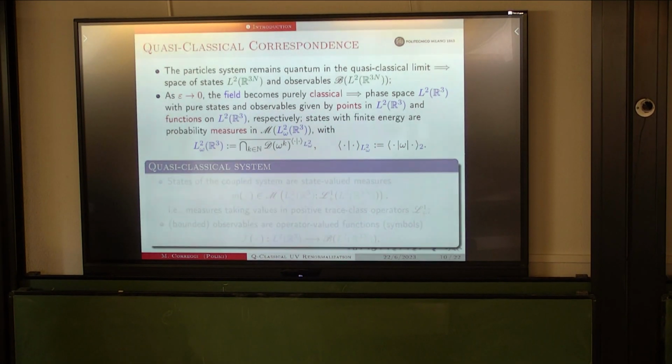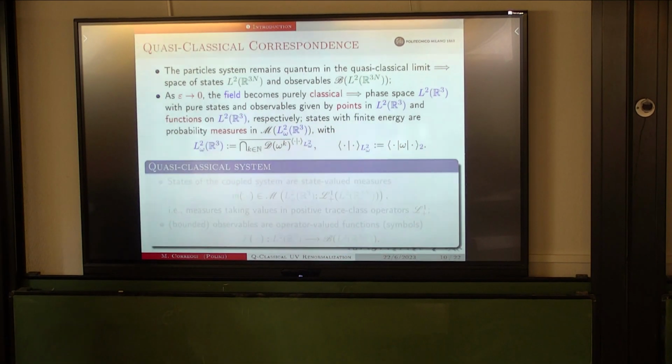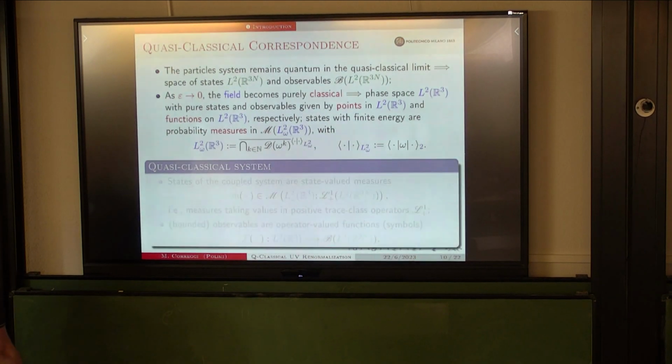Now, on the other hand, on the field, I'm taking the limit epsilon to 0, and I expect to get a classical description for the field in the limit. So what do you expect to get? Well, instead of having a quantized field, you should find something which is its classical counterpart. So, for instance, the pure states should be points in the phase space. And what is the phase space? It is the one excitation space, so L2 of R3 in our case. What about the observables? The classical observables are functions over the one excitation space, or the classical phase space, if you like, which is still L2 of R3.